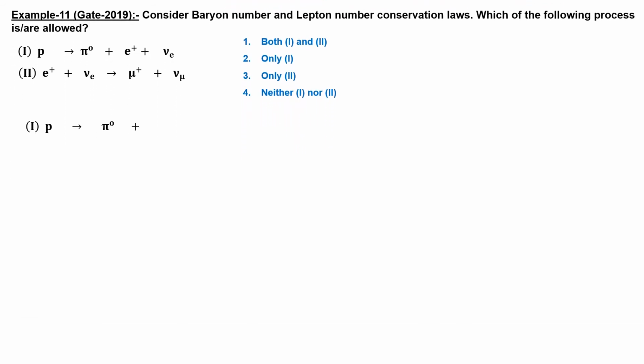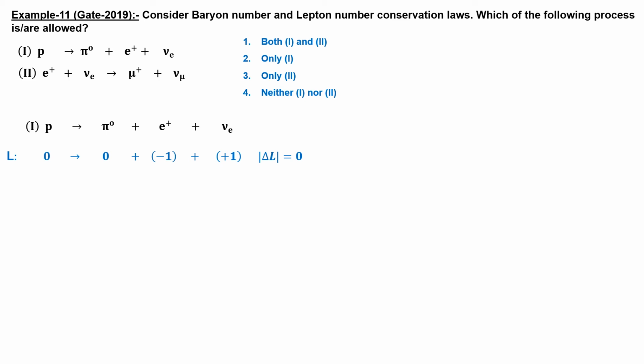First, let's verify the lepton number for the first reaction. Both proton and pion are non-leptonic particles, so their lepton number will be 0, while the positron is an anti-lepton, its lepton number is -1, and the electron neutrino is a lepton particle, its lepton number is +1. As we can see, the total lepton number is conserved in this reaction.